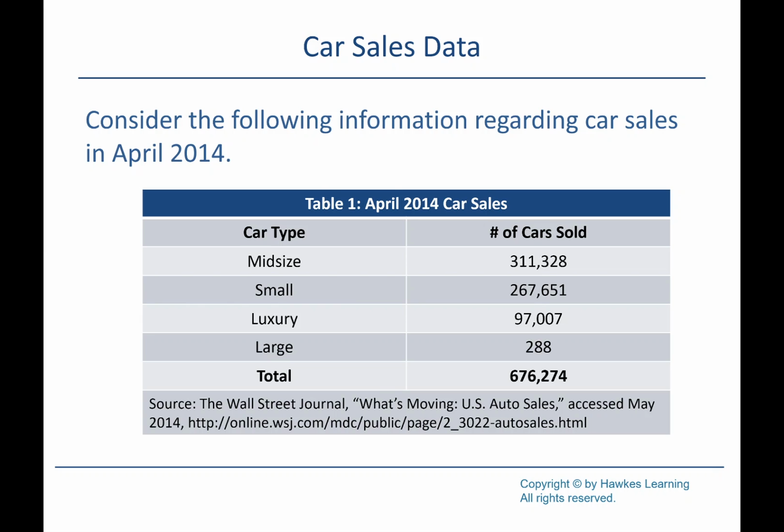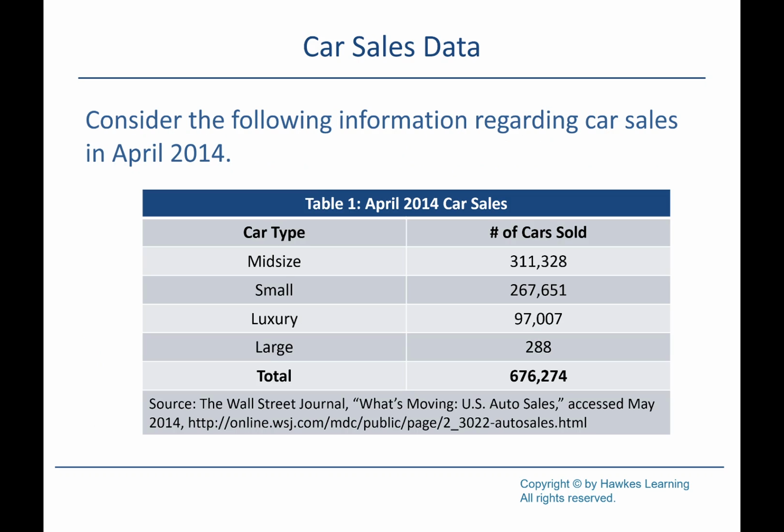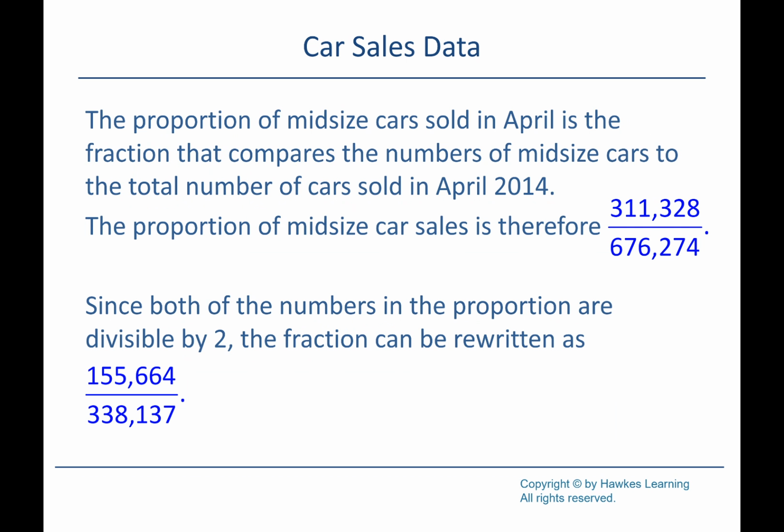And then we're going to have a question here. A question, for example here, tells us to find the proportion of mid-sized cars that were sold. And when we do a proportion, we're always comparing it to the total. So where these numbers are coming from here, we're taking the number of mid-sized cars and dividing that by the total number of cars sold. So 311,000 something divided by 676,000 and something.